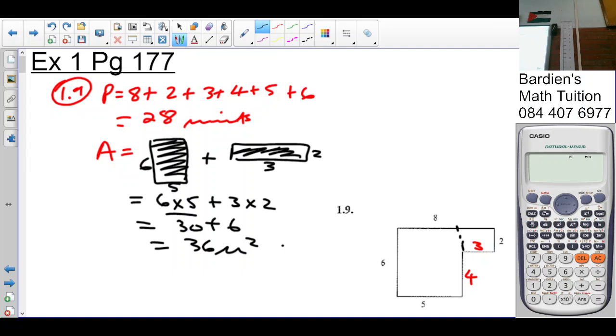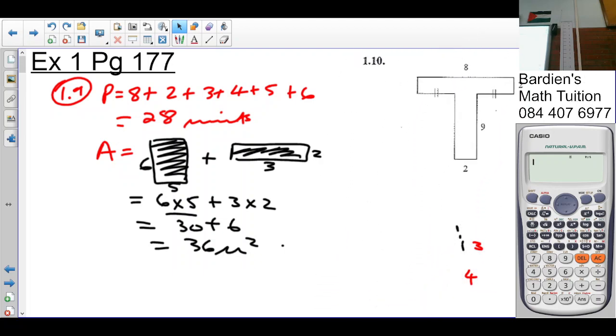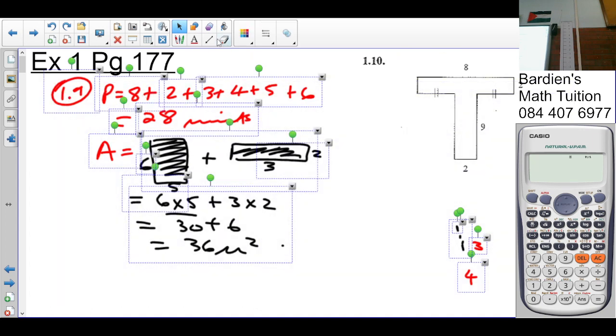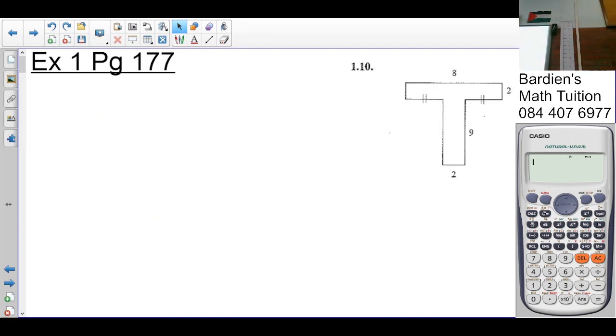If you divide it the other way, you should get the same answer for this. As long as you're not making any mathematical error, then you should get the same. So that's 1.9, then you get 1.10.